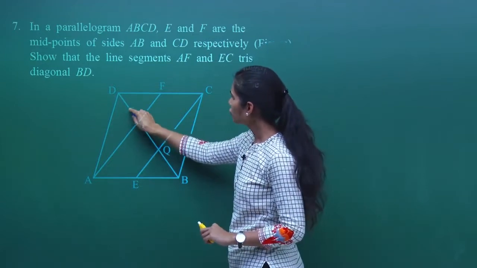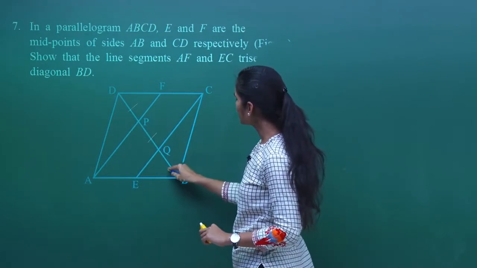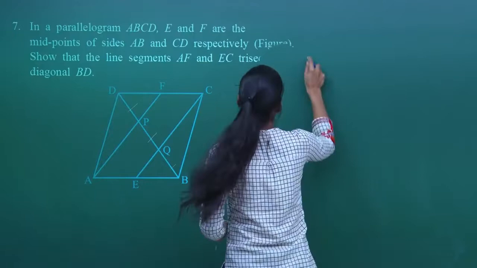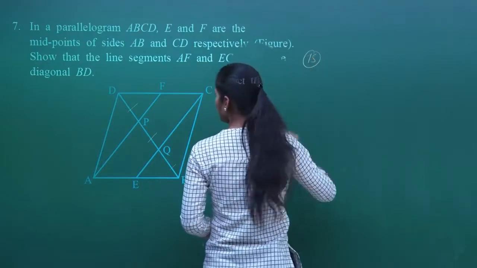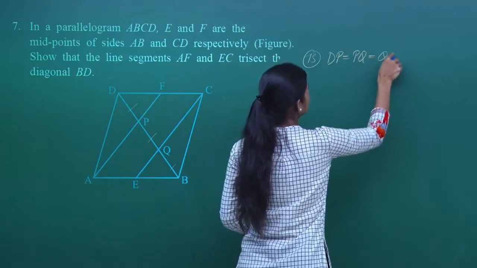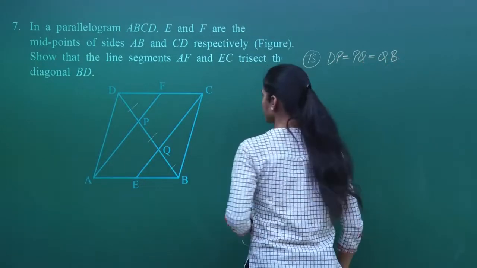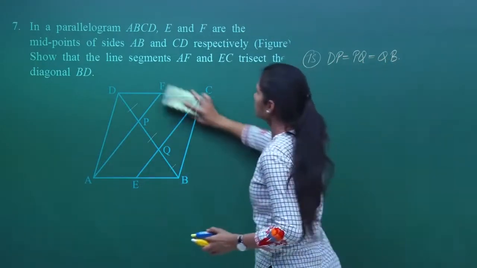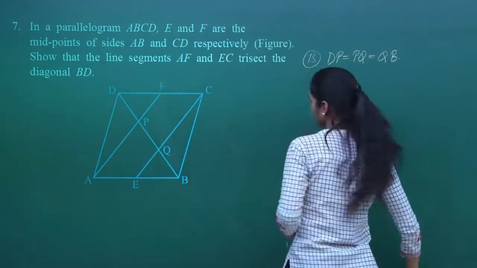That means I have to show DP is the same as PQ is the same as QB. That is what I have to show. I have to show this. So what I do, let us just see.